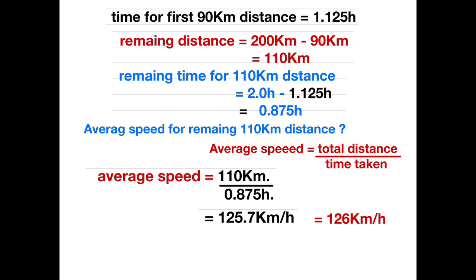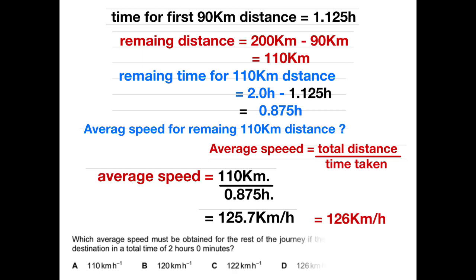So according to the problem, this is the speed required to cover the remaining journey of 110 kilometers to reach the destination. So let's see what options we are given. All right, we are given 110, 120, 122, and of course 126 kilometers per hour. So the correct option over here would be 126 kilometers per hour.